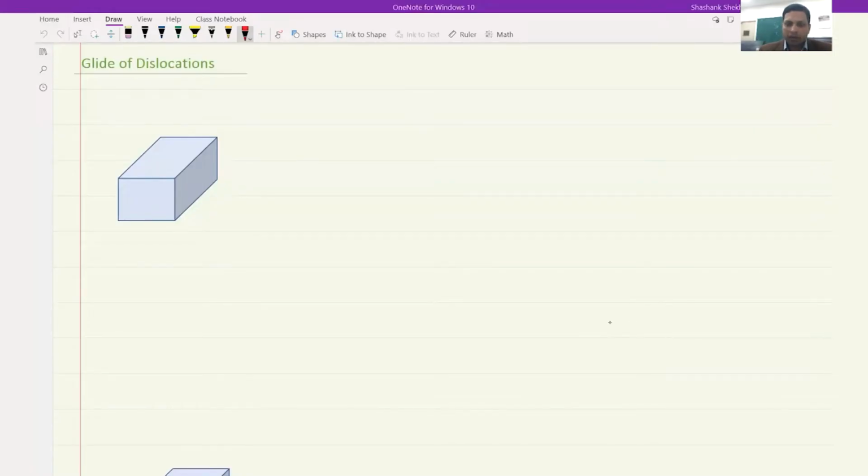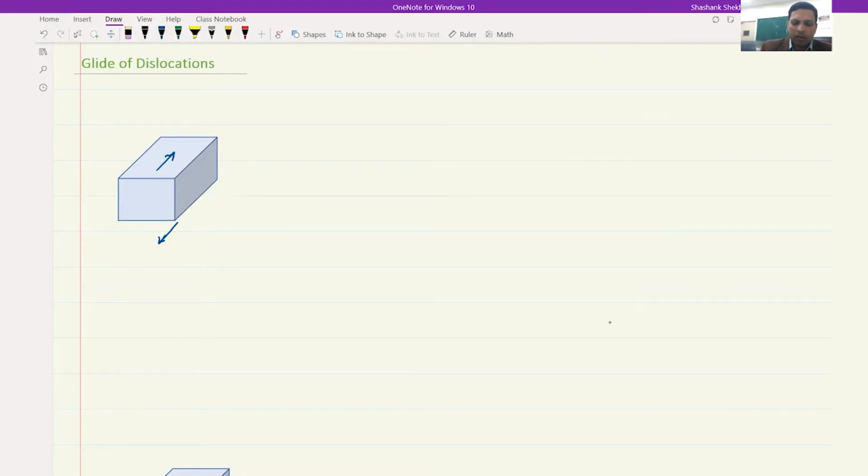So let's begin. Let's say there is a material which is given to you like this. It is a single crystal, and we are talking at a very small length scale so that we can look at individual dislocations. So let's say we are applying a shear stress like this. There is shear stress on the top surface like this, which means there is a shear stress on the bottom like this, which also means that there is a shear stress acting on this surface.